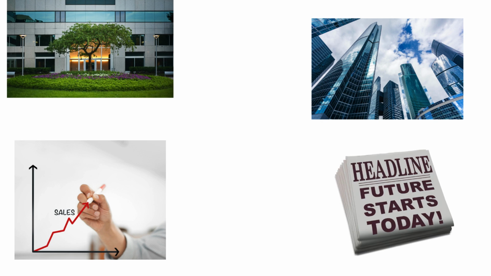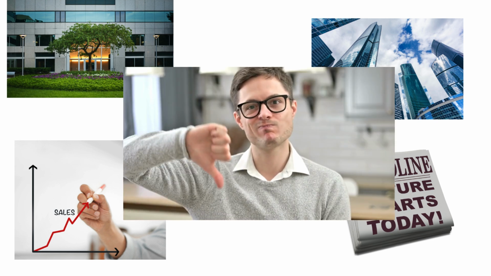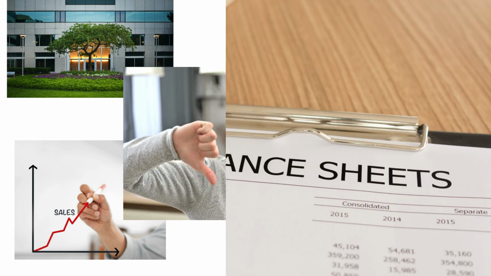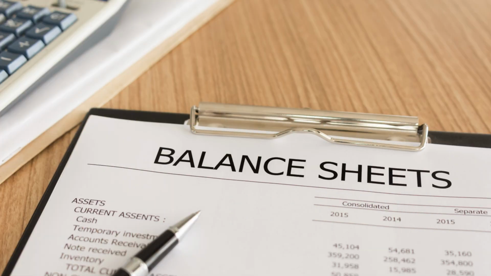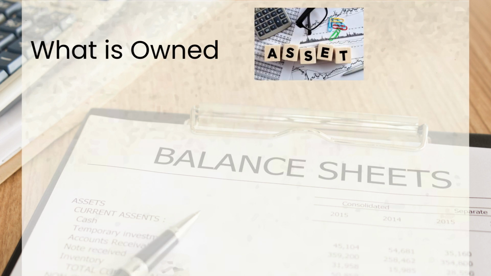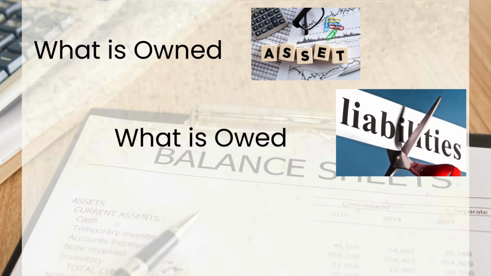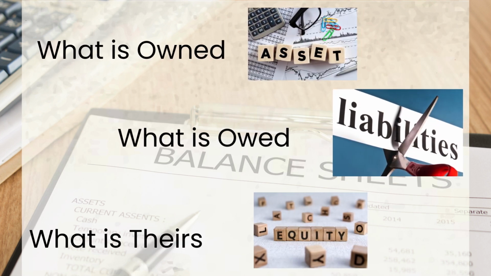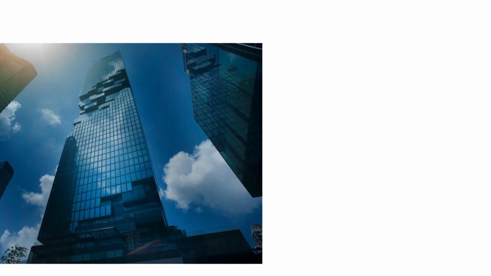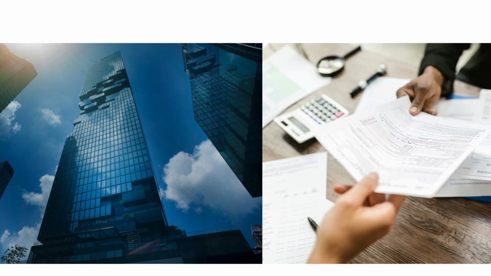Imagine you're looking at a company from the outside. Fancy offices, booming sales, big headlines. But how do you know if it's actually financially strong or just putting on a show? That's where the balance sheet comes in. It reveals what a company owns in assets, what it owes in liabilities, and what's truly theirs in equity. Because in business, looks can be deceiving, but numbers don't lie.